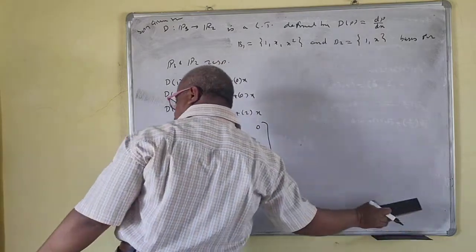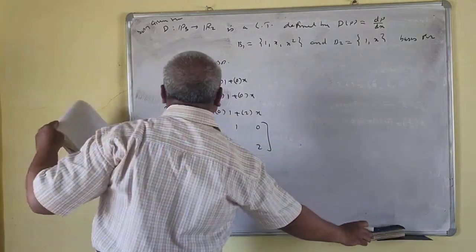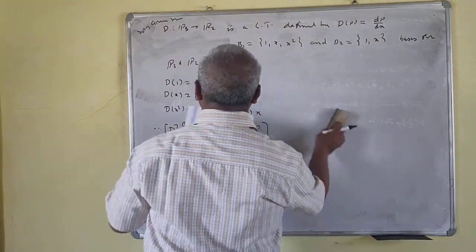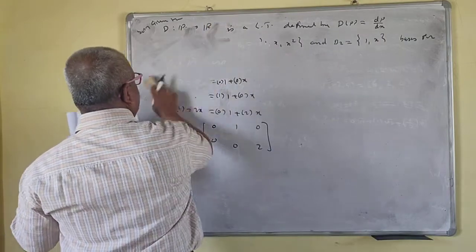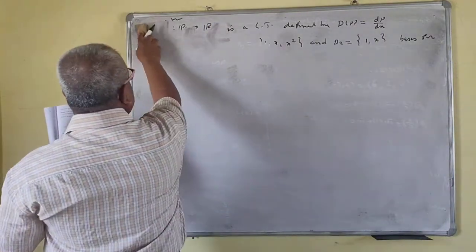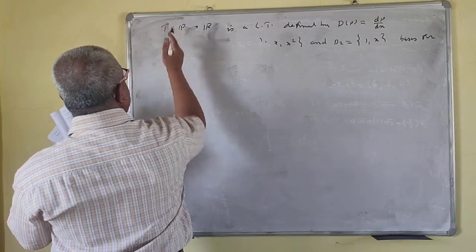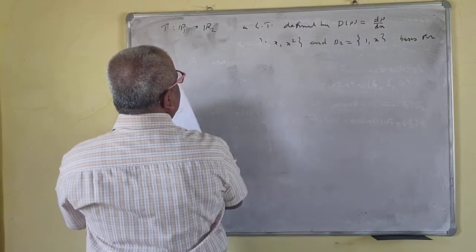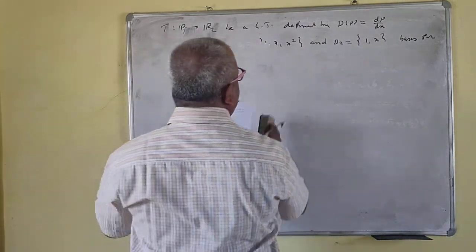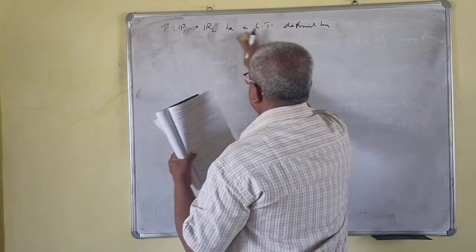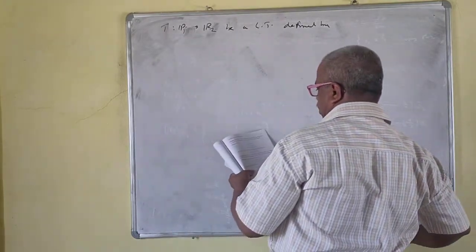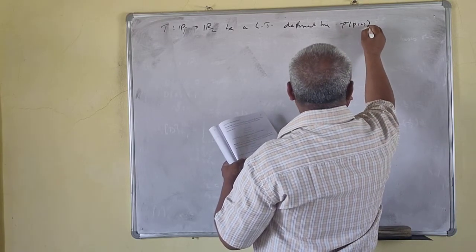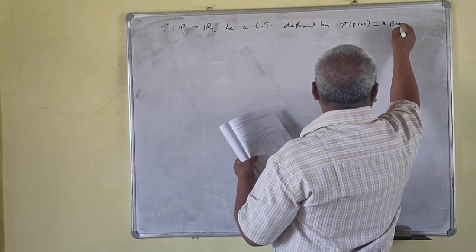Okay, we'll take one more problem on polynomials, and this is the last problem. Let T from P1 to P2 be a linear transformation defined by T of P(x) is equal to x times P(x).